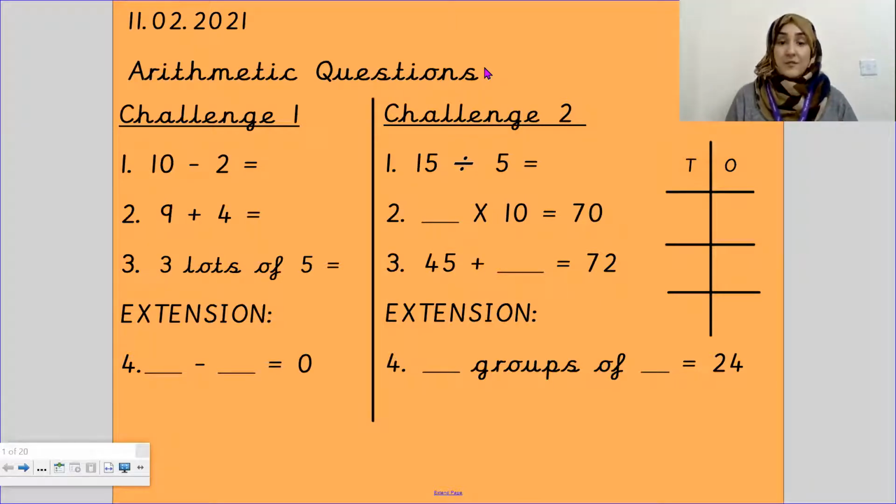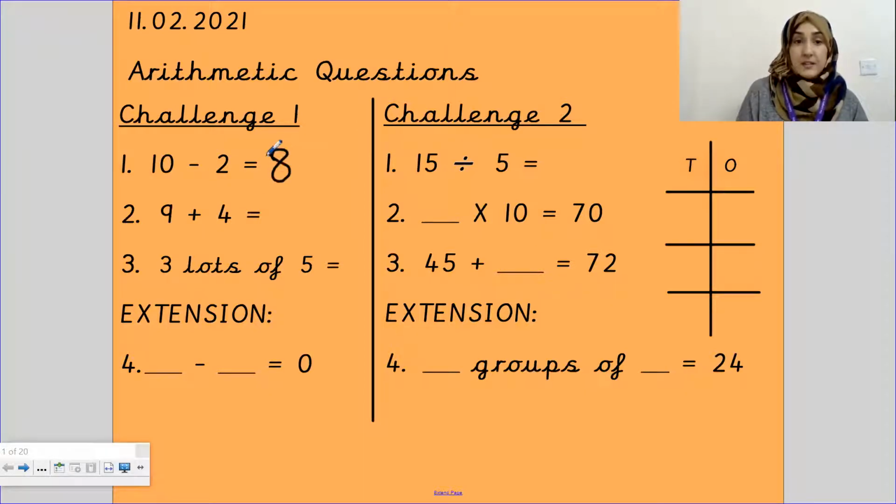Okay, Morris, well done for working so hard with your arithmetic. Let's go through the answers, starting with challenge 1, question 1. We've got 10, take away 2. So I'm going to hold up 10 fingers and I'm going to take 2 away. How many do I have left? I've got 5 on this hand, that's 6, 7, 8. So 10, take away 2 equals 8.